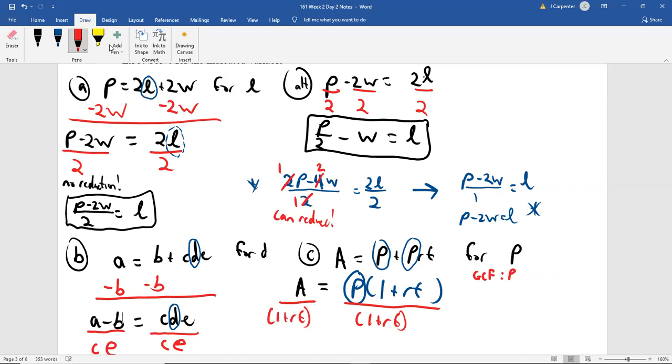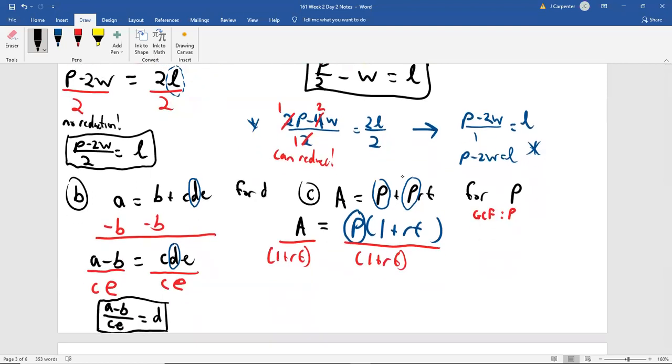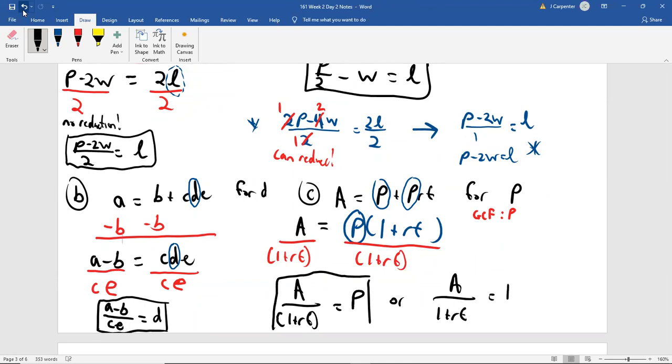Doesn't matter how simple or ugly it is. It's just a division, just one step. And it actually gives us the answer. A divided by 1 plus RT. And I really don't even need that parenthesis. The cool thing is those cancel, just leaving us with our P. Because anything divided by itself is 1. So if you don't want to write the parentheses, it looks like this.